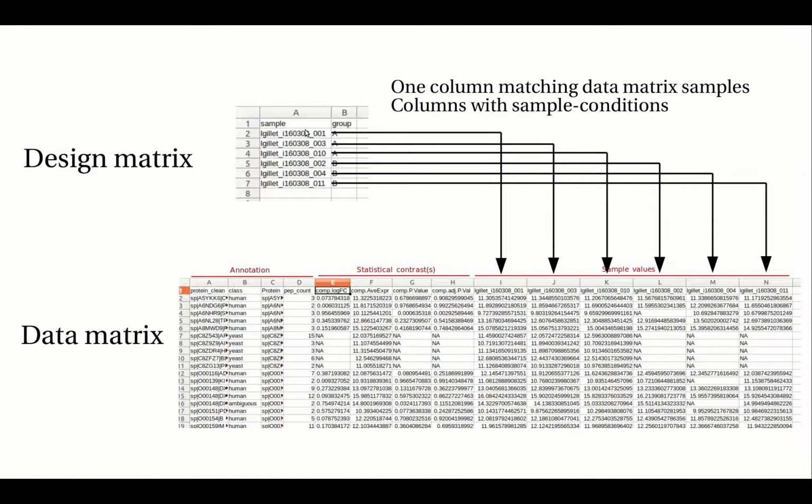And the sample names you have should exactly match the columns in your data matrix. So this is how OmicLoupe knows which of these sample entries matches to the data matrix.